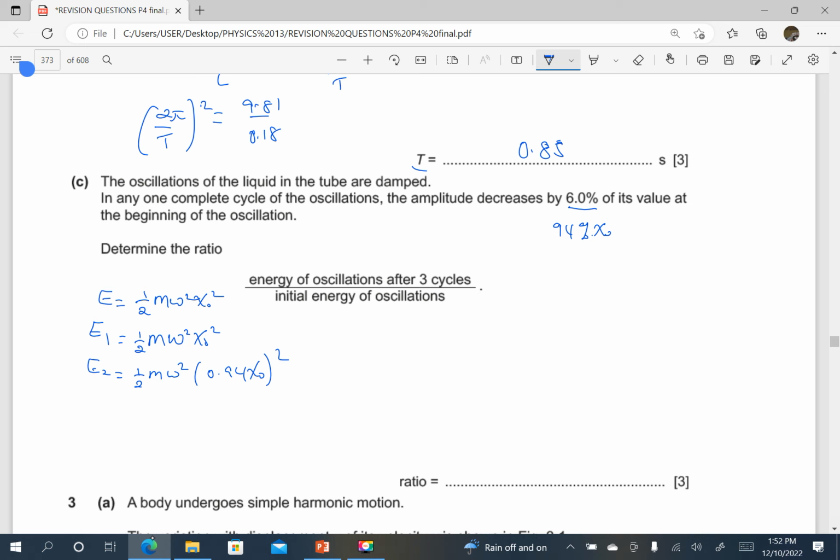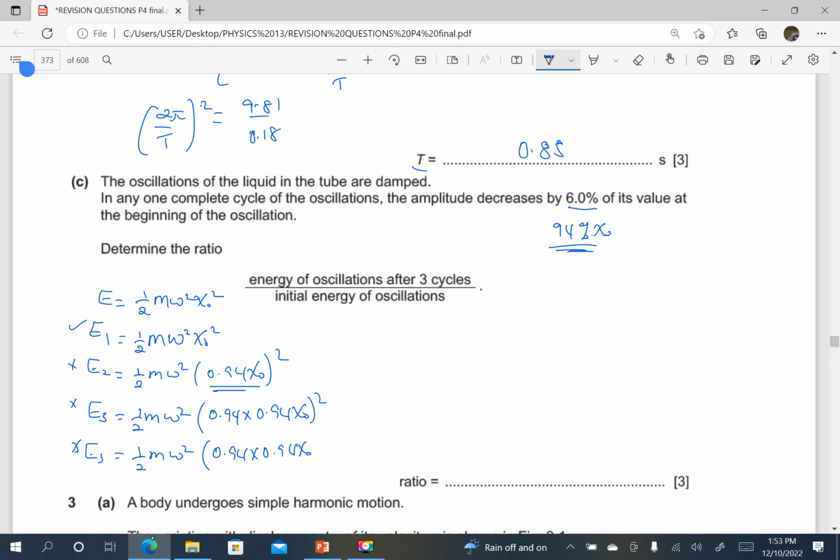Now this is the new amplitude, remember? This was initial energy, this is the first cycle. Then after the second cycle, the energy, which I will call E3, is going to be 1/2 m omega squared. Again, the amplitude which remains after the second cycle should be 94% of the one which is there. So it is again going to be 0.94 of 0.94 x naught, and that is squared. Then the energy after the third cycle is going to be equal to 1/2 m omega squared. Again, the amplitude that remains is 94% of what is already there. So this would be 0.94 times 0.94 x naught.